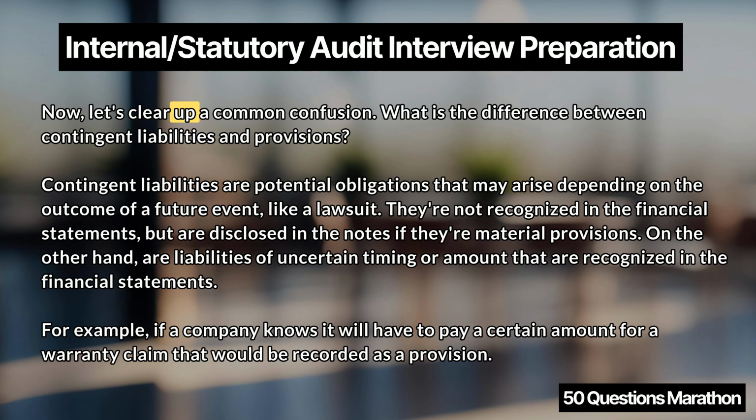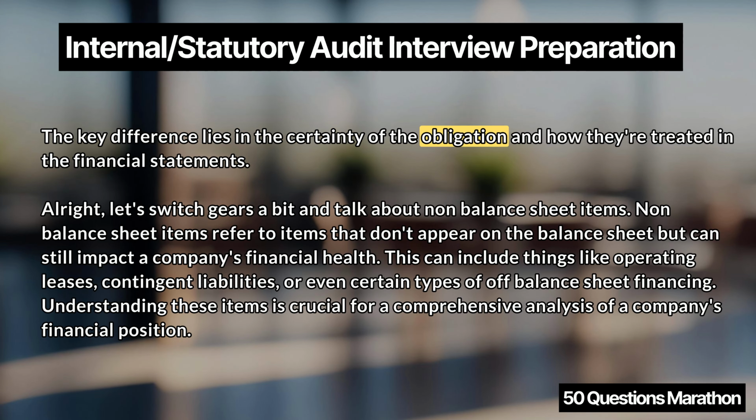Now let's clear up a common confusion. What is the difference between contingent liabilities and provisions? Contingent liabilities are potential obligations that may arise depending on the outcome of a future event, like a lawsuit. They're not recognized in the financial statements, but are disclosed in the notes if they're material. Provisions, on the other hand, are liabilities of uncertain timing or amount that are recognized in the financial statements. For example, if a company knows it will have to pay a certain amount for a warranty claim, that would be recorded as a provision. The key difference lies in the certainty of the obligation and how they're treated in the financial statements.